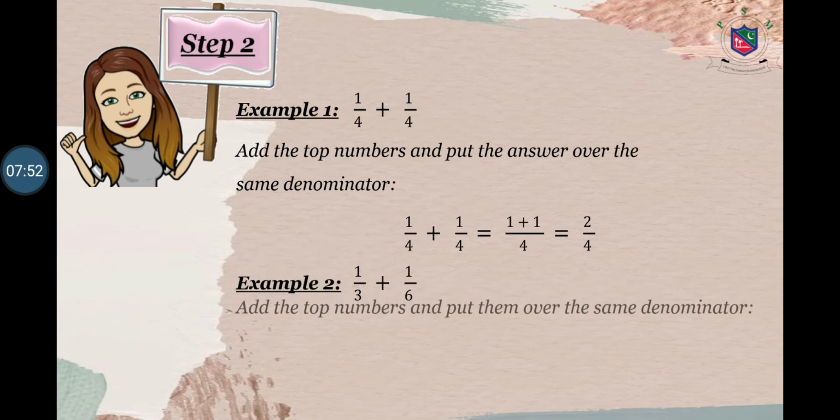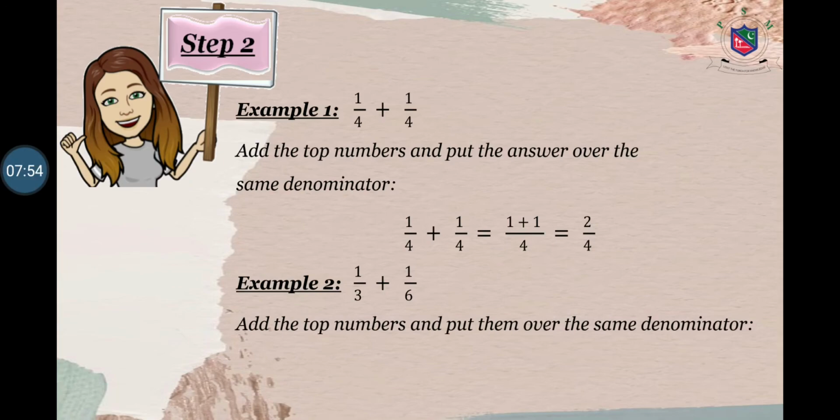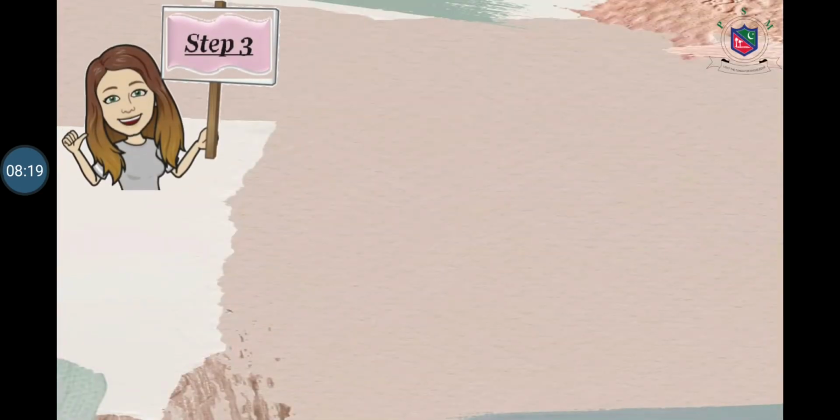In the second example, where we did not have the same denominators, we first made the denominators the same by multiplying the first fraction by 2. So now the new fractions we get are 2 by 6 plus 1 by 6. Now we need to add the numerators and write the answer over the same denominator.